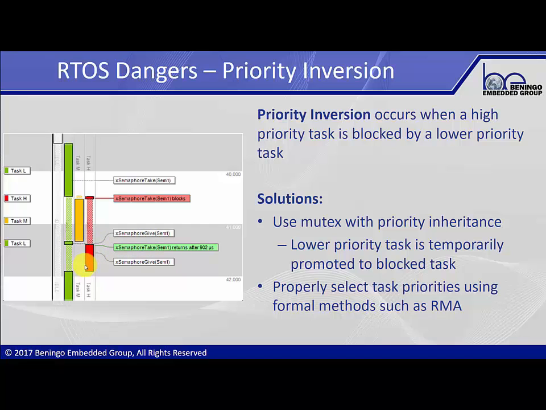The problem is it's the highest priority task. It should have been able to run this whole time, but instead it got delayed. Of course, very horrible, interesting things can happen to our system when a priority inversion occurs. We want to try to avoid them.